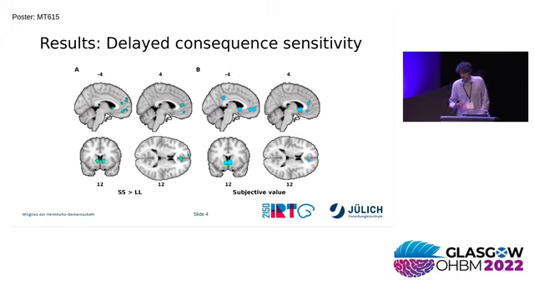Okay, so what have we found? Well, first of all, we found no convergence for the contrast of controlled versus impulsive behavior. For the opposite contrast, the impulsive versus the controlled behavior, as well as the subjective value, we actually find a very similar network of regions, mostly located in the ventromedial prefrontal cortex, as well as the ventral striatum.